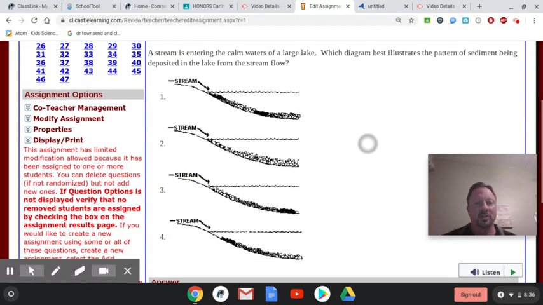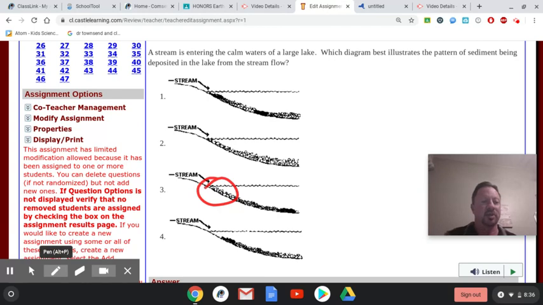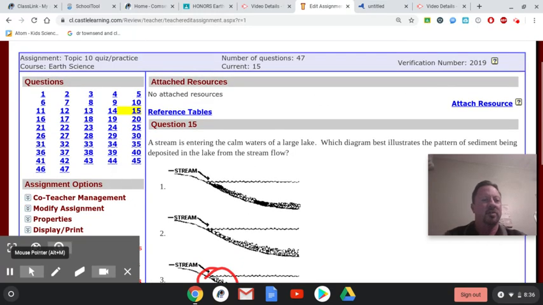So we were finishing up with this one. Answer 3 has the largest particles in the beginning right there. So that would be where deposition would take place, largest in the beginning and smallest out farther.